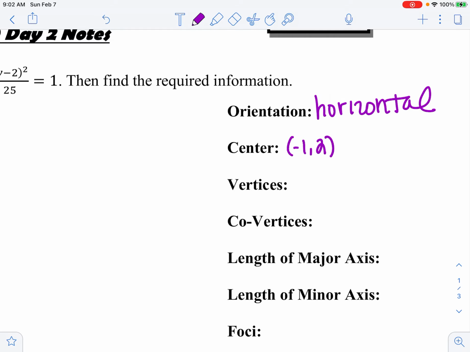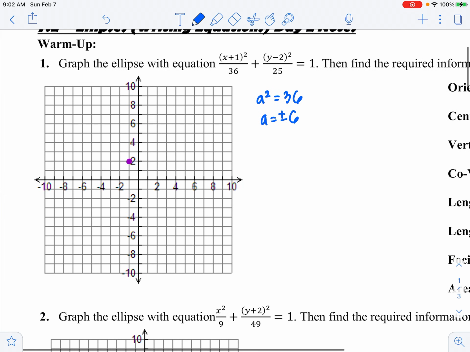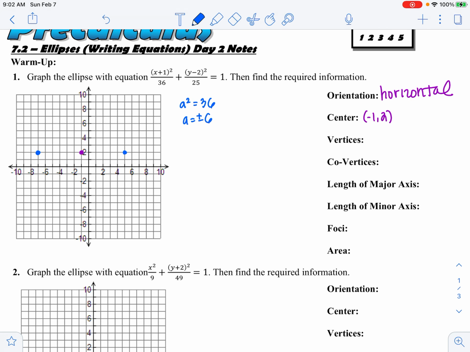All right, now I'm going to find my vertices. My vertices are a units from my center, where a squared is the bigger denominator. So a squared is 36. So I have a is positive and negative 6 when I solve by square rooting. And since this is a horizontal ellipse, I'll be going right 6 and left 6. Okay, so my vertices are at negative 7, 2 and 5, 2.